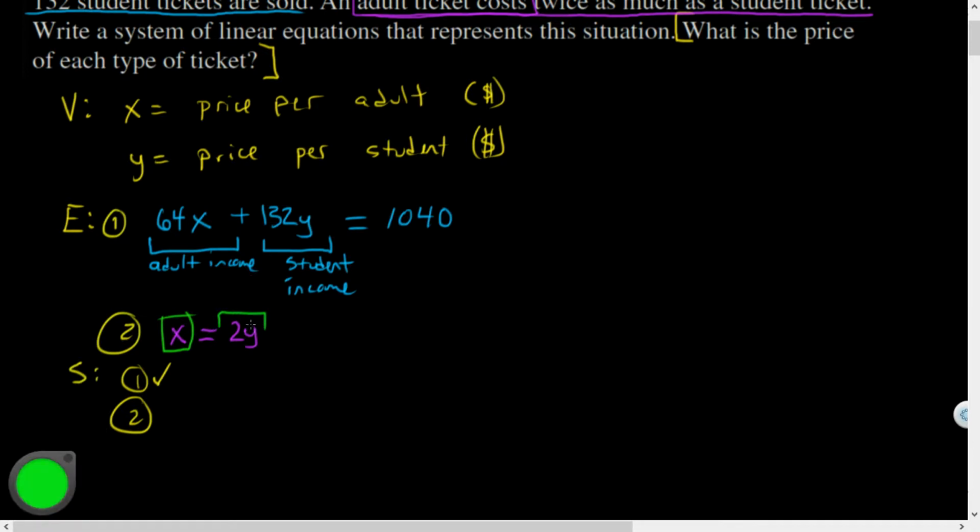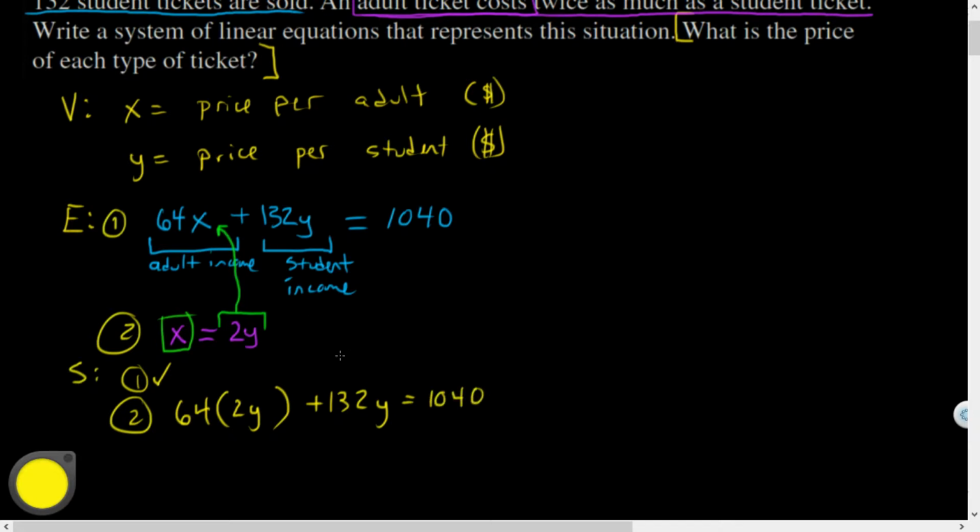If X is really equal to 2Y, that means I should be able to plug 2Y in for the other equation's X. That's the big idea for this whole section: if two things are equal, I can swap them around and no one will know the difference. So let's do that. 64 times X is now 64 times what? I'm replacing X, so 64 times 2Y. And then let's write the rest of this equation. Plus 132Y is equal to 1040.